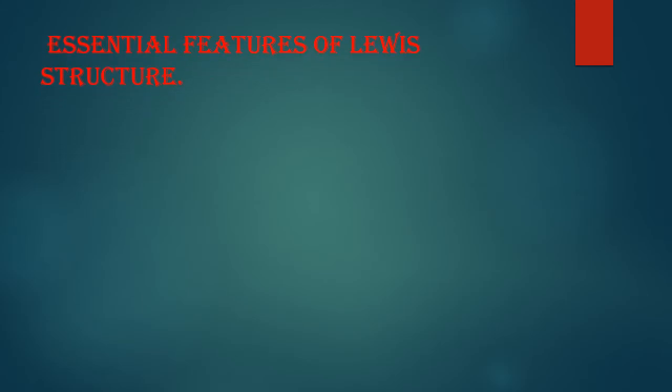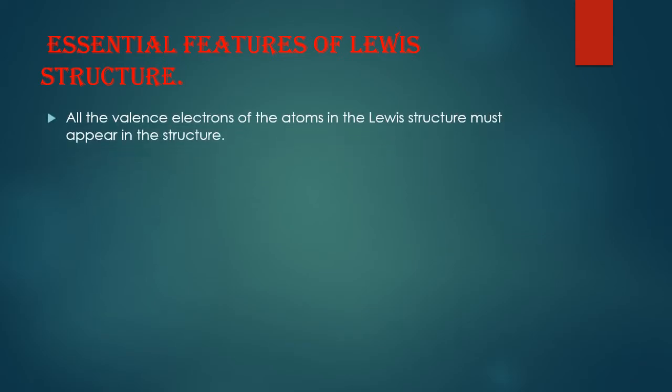Now, let's look at some essential features of Lewis structure. These features will guide your understanding of the structures. Below are the features. First, all the valence electrons of the atoms in the Lewis structure must appear in the structure. The next feature is that usually all the electrons in the Lewis structure are paired.